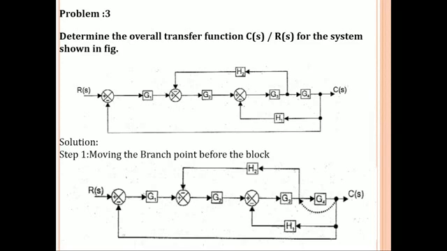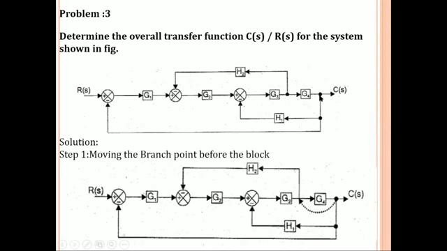First we have to give preference to the series blocks. So first we have to check whether we have a series block. At this point we have a series block, but in between the series block we have a branch point. So we have to move this branch point to reduce this block diagram. Either we can move this branch point towards here or towards here. As your choice, you can move either branch point.